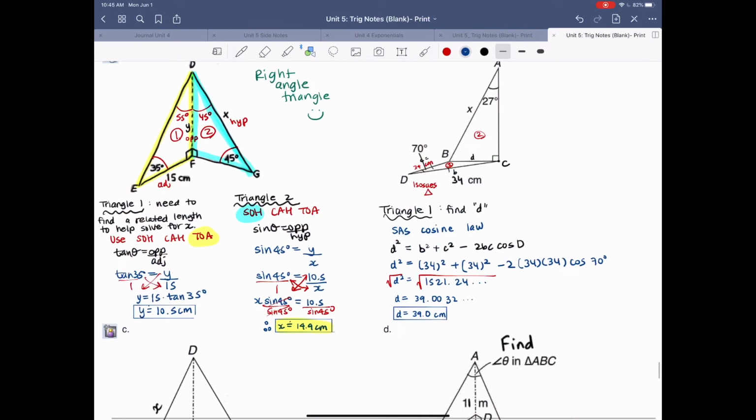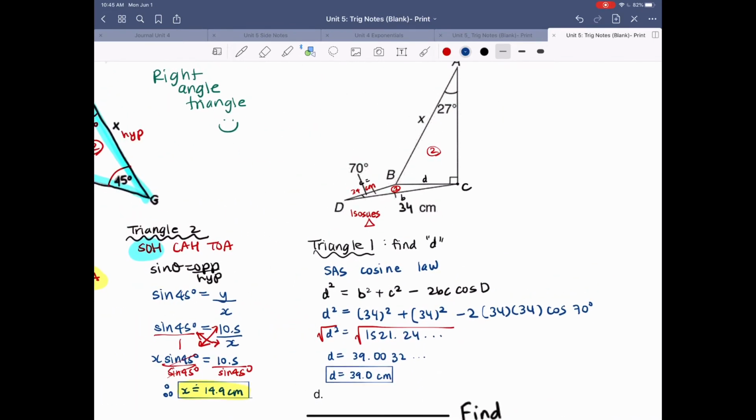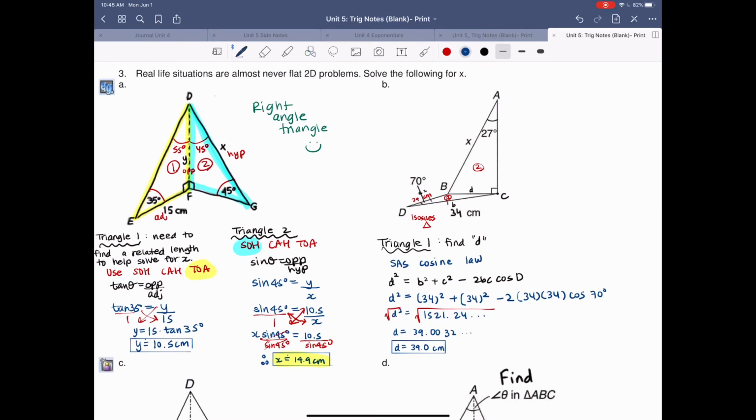Again, this isn't the final answer, but this will help me go to my second triangle, right? So my second triangle, I need to solve for x. So let's interpret this triangle. It's a right angle triangle, which means that I can use Pythagorean theorem or SOHCAHTOA. I have this available, and I have an angle.